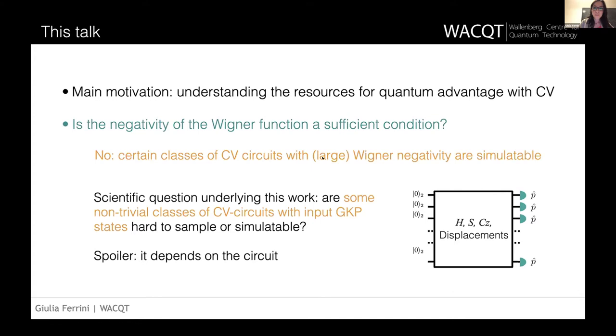Maybe some people might say that for me it was not obvious. I had not seen it clearly stated in the literature before, a counterexample where circuits with a high Wigner negativity are efficiently simulatable. But in case you had, the actual scientific question underlying our work addresses specific architectures that are non-trivial to assess in terms of simulatability or computational hardness. And this is actually what started this work. I will come to this. The spoiler is that whether a circuit like this one, with input GKP state and the rest of the circuit Gaussian, is simulatable or not actually depends on the circuit.